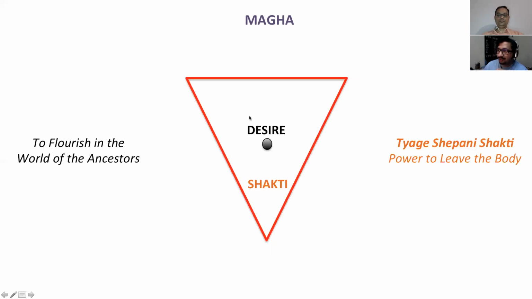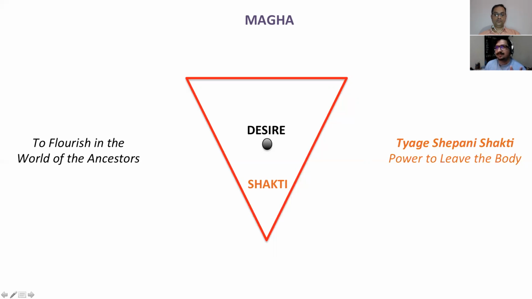The Shakti of this desire is Tyaga Shepani Shakti, which is the power to leave the body. The ancestors are flourishing in the astral world, and only when you leave the body can you actually flourish in the world of ancestors. So it's a fundamental Shakti. The power to leave the body is a very interesting concept because it shows how much these natives would be willing to sacrifice themselves to accomplish their desire, which is to flourish in the world of ancestors.